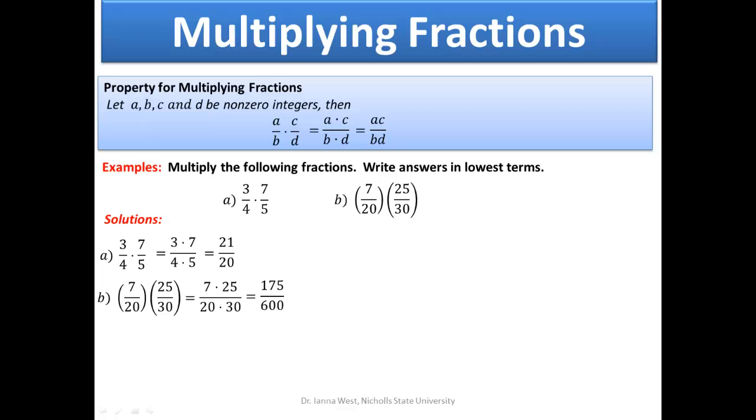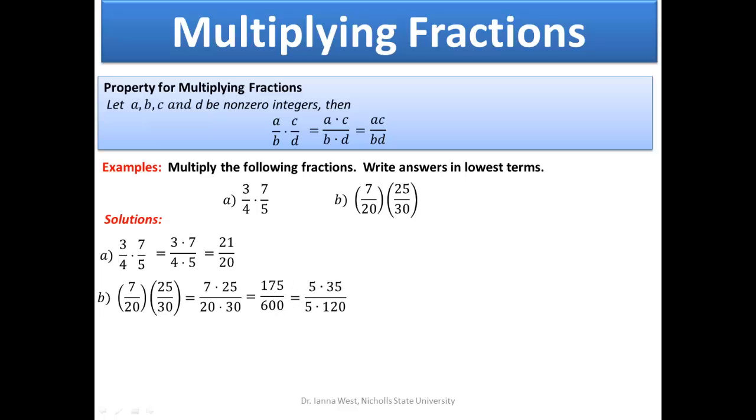The second example, we will again multiply the numerators and multiply the denominators. This gives us 175 over 600. We will now try to write this fraction in lowest terms. The best way is to find what we call the greatest common factor. We will look at this in a later section. But for now, just try to determine the number that will divide evenly into both the numerator and the denominator. It is easy to see that 5 is one such number. If we divide 5 into 175, we get 35, and if we divide 5 into 600, we get 120.